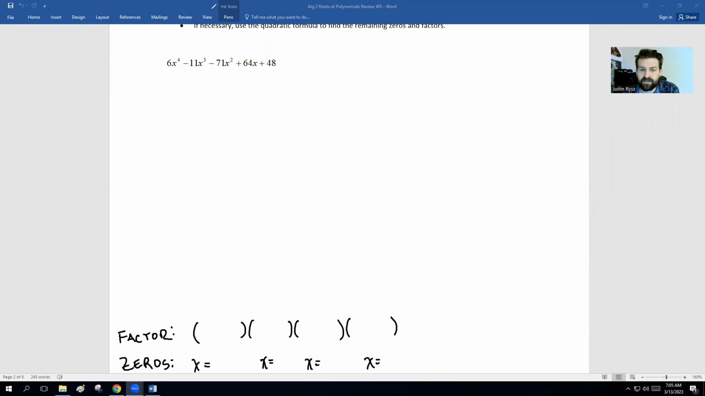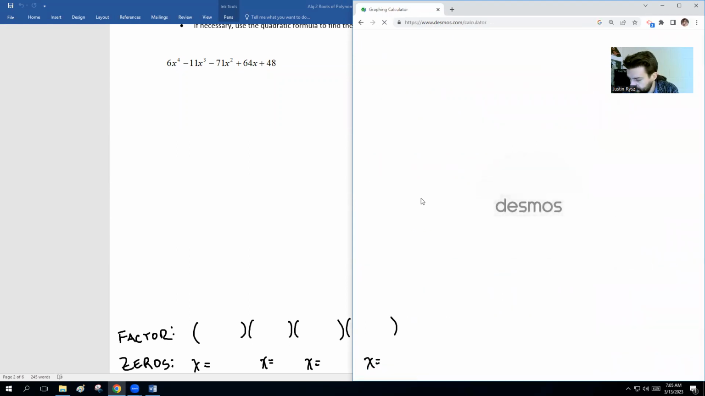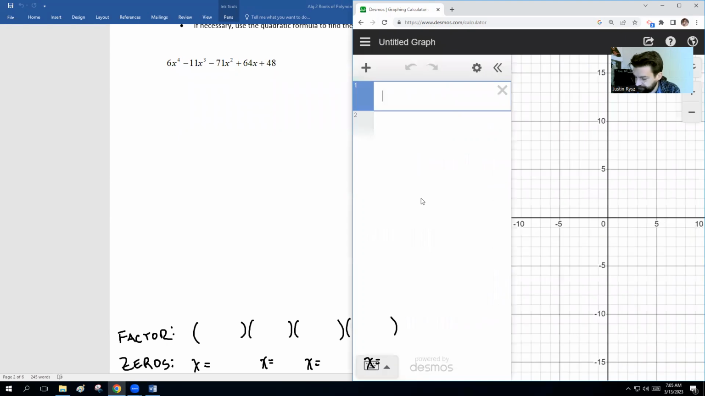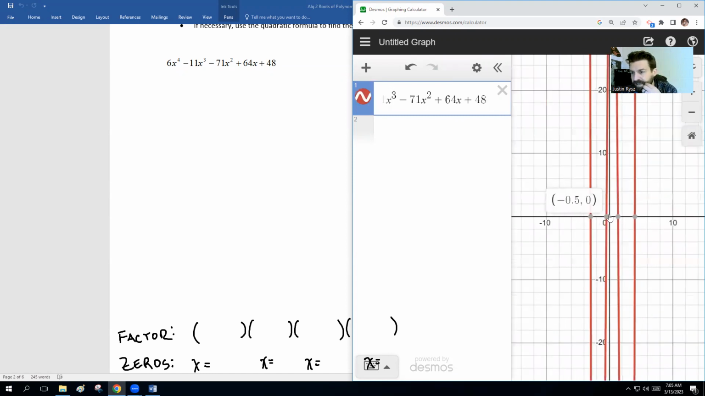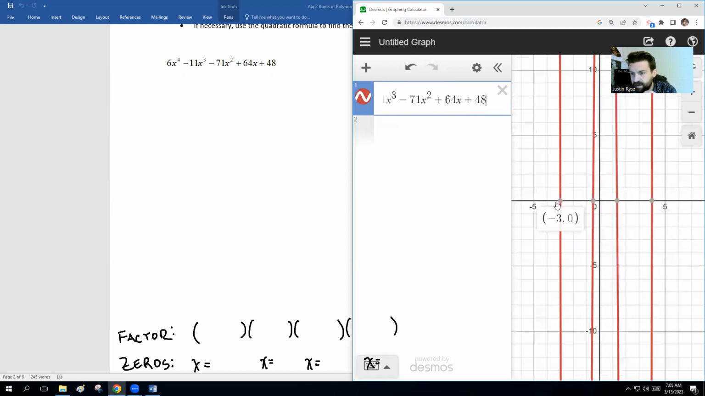All right, then to determine the nice ones, we're going to open up a graphing calculator. I like Desmos. I think it works a little bit quicker and easier than other ones. And we're going to type in the equation 6x to the fourth minus 11x to the third minus 71x squared plus 64x plus 48. Okay, we can zoom out and see the graph. It goes down, it makes a really stretched W. But really, we just care where it crosses. All right, we have, I would say, negative 0.5, we probably can figure out what that is as a decimal.